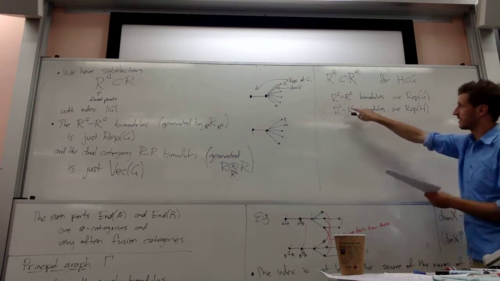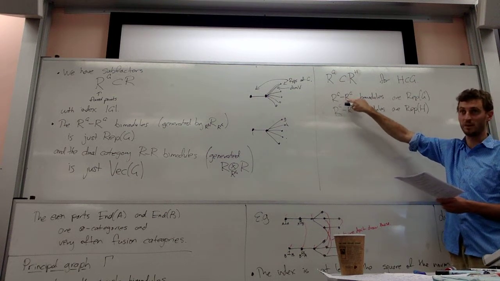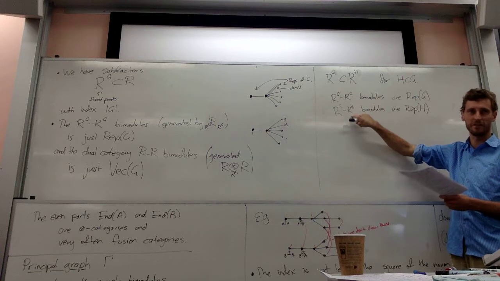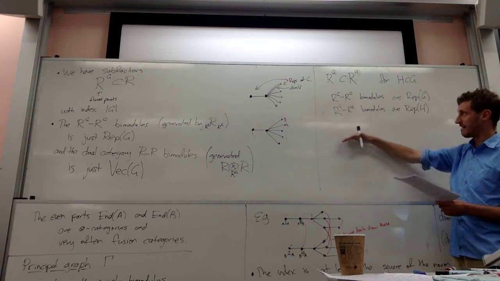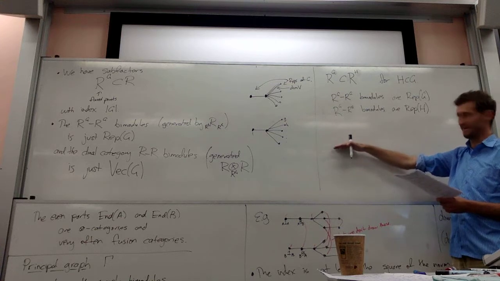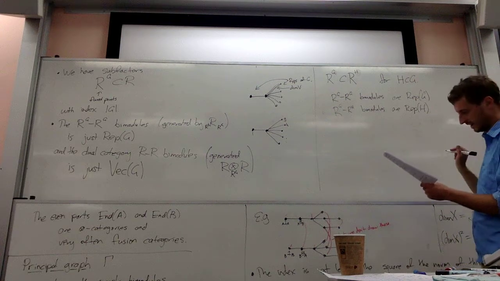If you remember, these are the even depth vertices on one graph, and these are the odd depth vertices on the same graph. But I'm not telling you yet anything about the RH-RG bimodules or the RG-RH bimodules. And it turns out those are actually a bit harder to say exactly what they are.